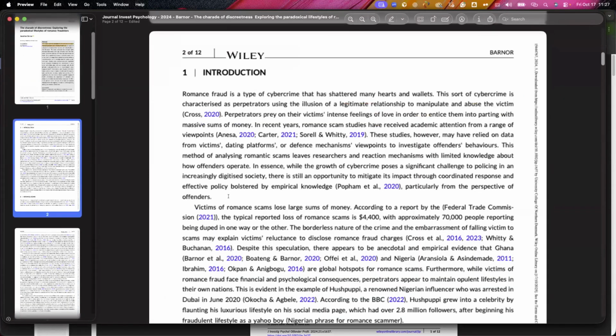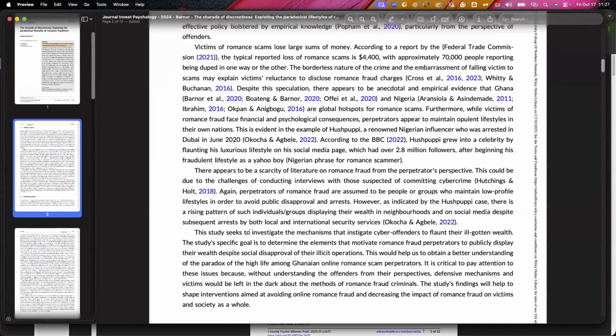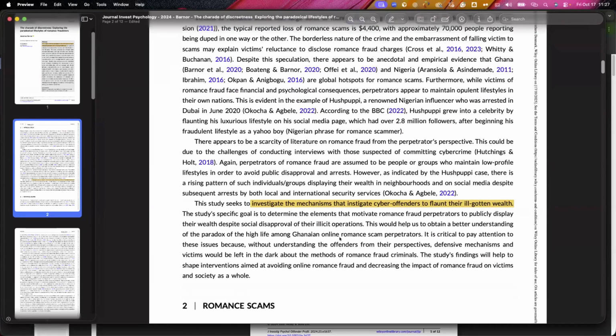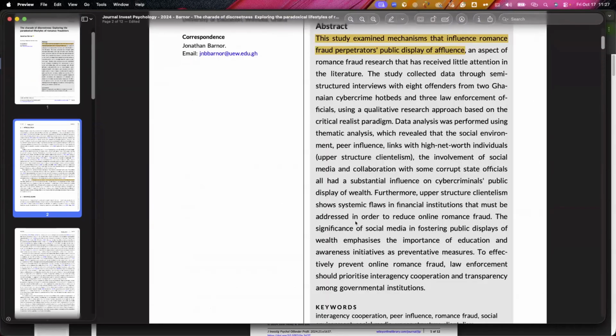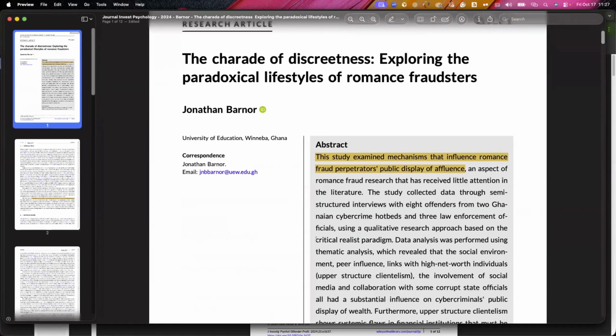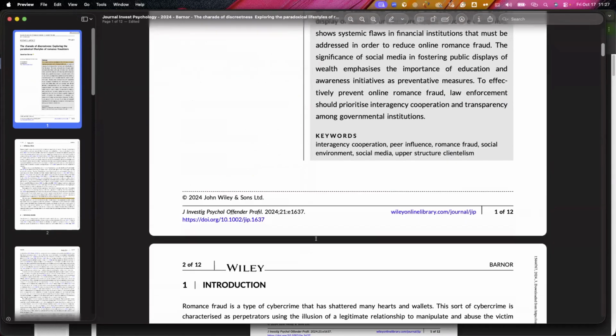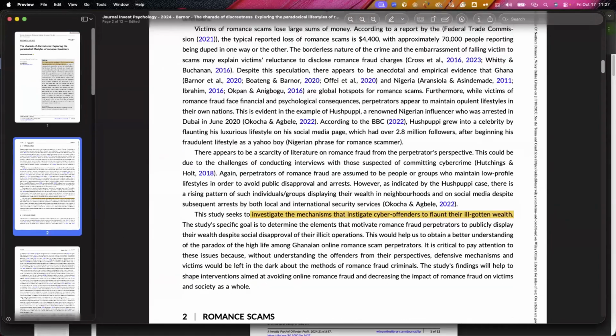But when you go to the introduction, this study seeks to investigate the mechanisms that instigate cyber offenders to flaunt their ill-gotten wealth. And this is what I stated here. Even though they are the same, some papers may not give you in the abstract exactly what is in the introduction. Okay, Daniel. And so it is advisable that at least the abstract will give you an idea of the paper so that you can decide to download it or not. But when you are ready to do this, I would advise that you go to the introduction.